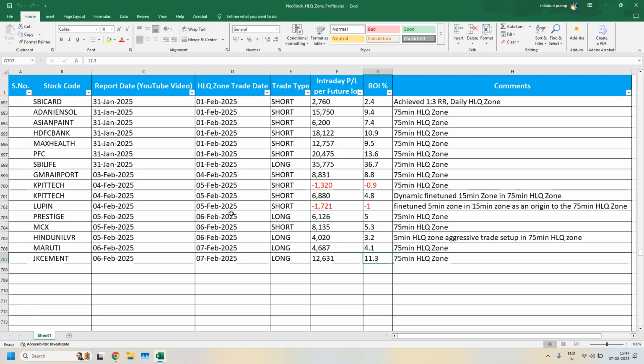So please understand, this is not the analysis of the HLQ zones. This is the performance evaluation of the HLQ zones. Hope you got the clarity.